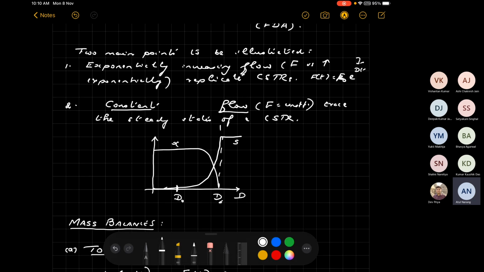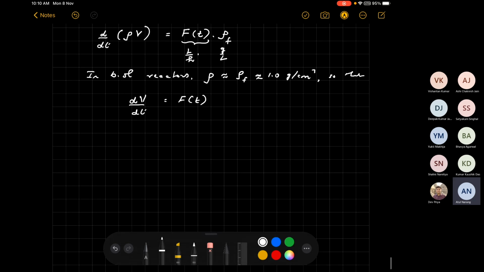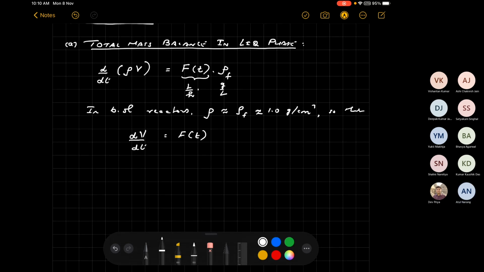So we are looking at one case where F is increasing exponentially and the other one where F is equal to a constant. The first case is called exponential fed batch cultures. The second one is called constant fed batch cultures. These are the two cases we want to look at. So now that this mass balance is clear, let's move to the second one.